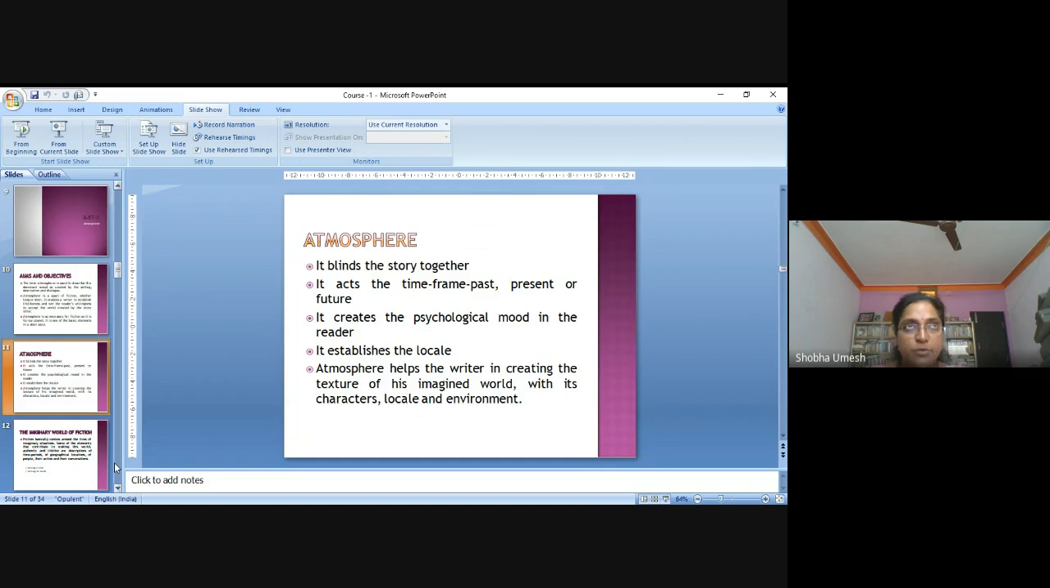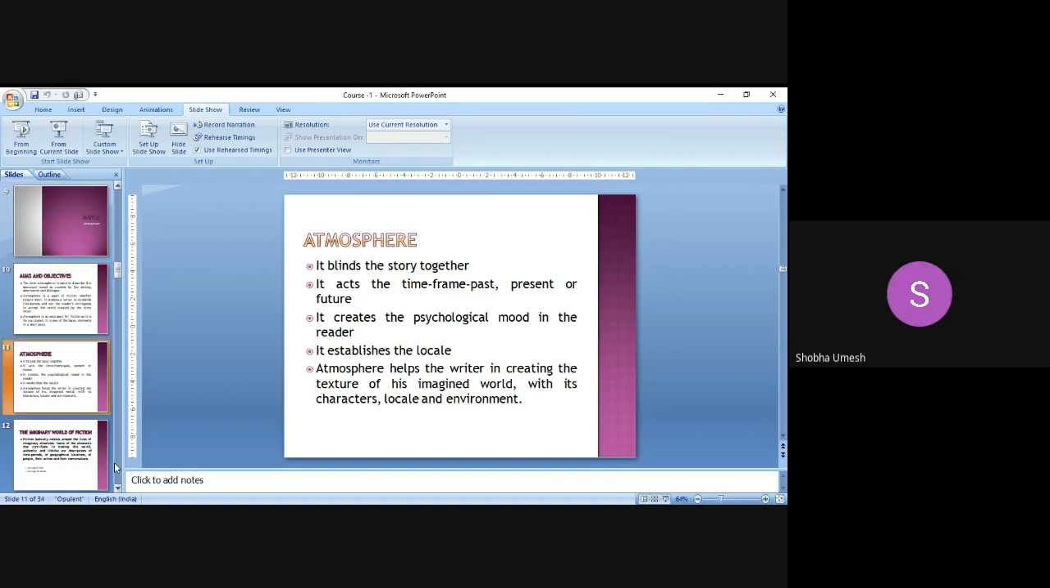And it creates a psychological mood in the reader. See, if I am talking about a forest, the forest appears in my imagination. So I psychologically think about a forest which I have been to, so whatever atmosphere has been created in the story, we imagine according to our understanding. So this binds the psychology of the reader also. So it establishes the locale, we can say, where it binds the thought as well as the storyline together. And atmosphere helps the writer in creating the texture of his imagined world with its characters, locale, as well as environment.